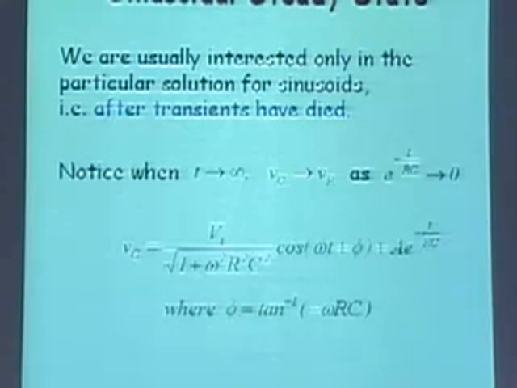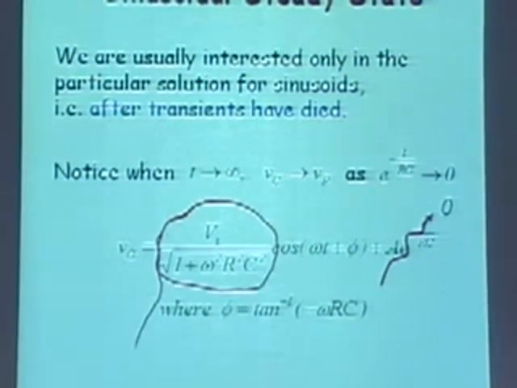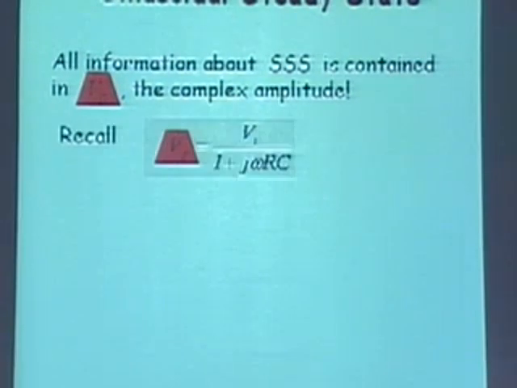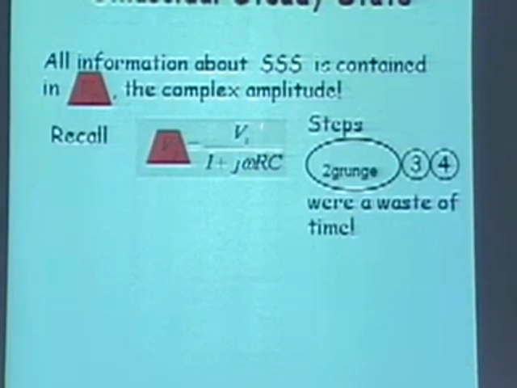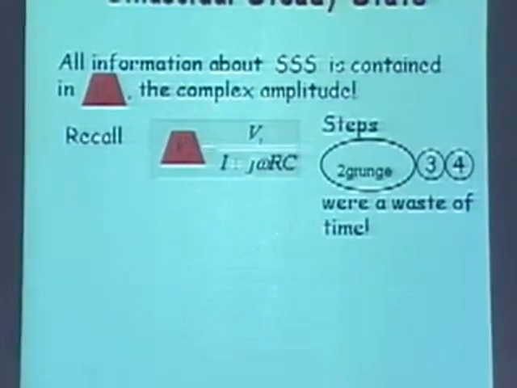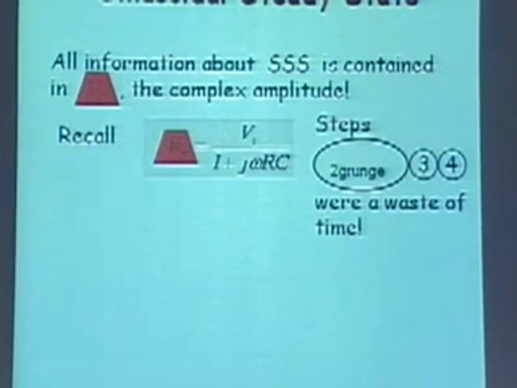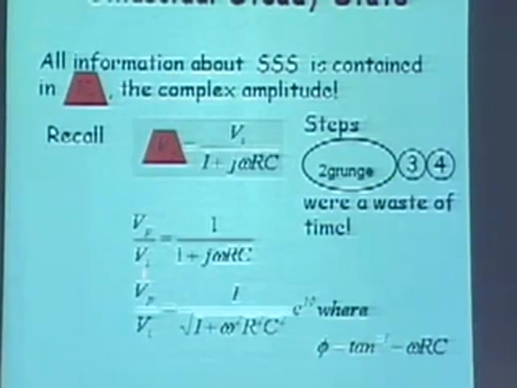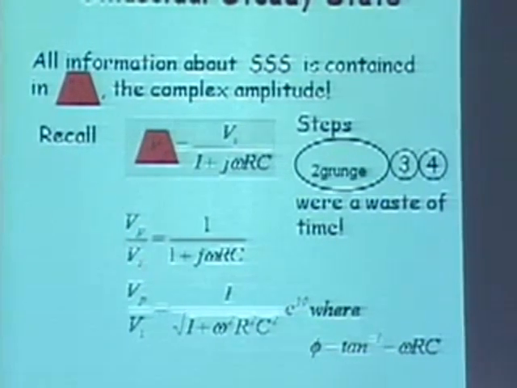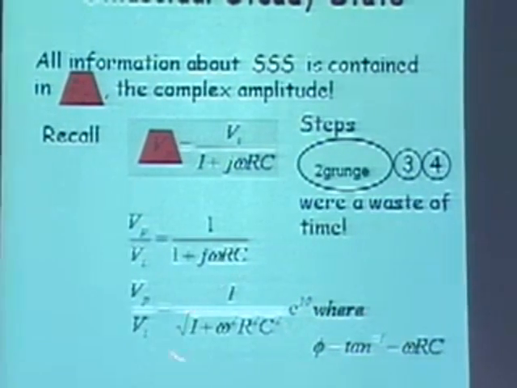I have a bunch more insight that we can look through in your notes, and I just want to show you a very quick summary. In summary, we computed VP. It was a complex coefficient. And all these steps, 2, grunge, 3, and 4, were a waste of time. What I showed you was that for the input VI, the coefficient VP was complex, and I can take the ratio and represent it in this manner as well.